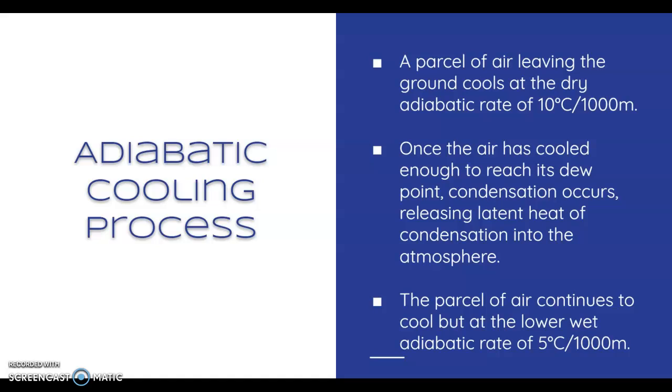The basic steps in the adiabatic cooling process involve a parcel of air leaving the ground and cooling at the dry adiabatic rate of 10 degrees Celsius per 1,000 meters. Once the air has cooled enough to reach its dew point, condensation occurs, releasing latent heat of condensation into the atmosphere. This released latent heat of condensation warms the surrounding air, thereby acting against the cooling rate. The parcel of air continues to cool, but at the lower wet adiabatic rate of 5 degrees Celsius per 1,000 meters in its ascent.